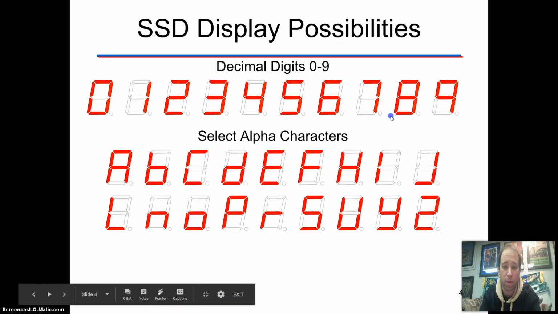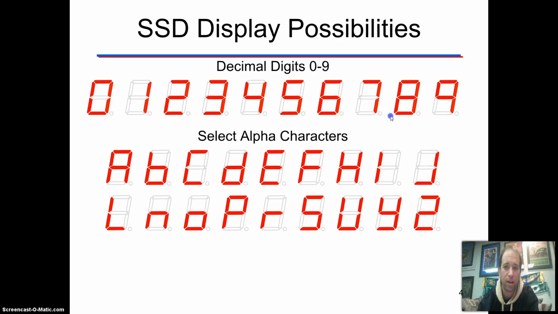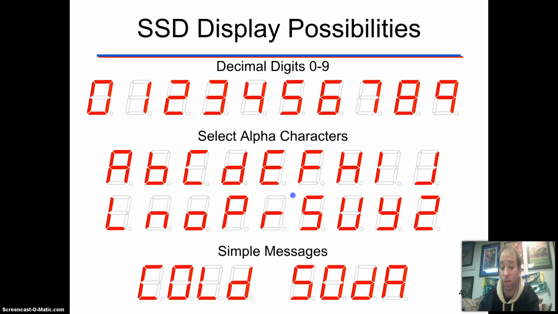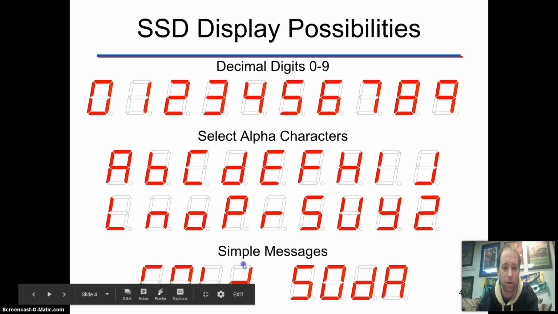Here is a whole bunch of numbers that can be displayed with a 7-segment display, and also a whole bunch of letters that can be displayed. You'll notice that some letters are not included. You'll notice that capitalization or lowercase letters do apply. Sometimes you can't do both. You'll see this on vending machines, such as cold soda, with the COL being capitalized.